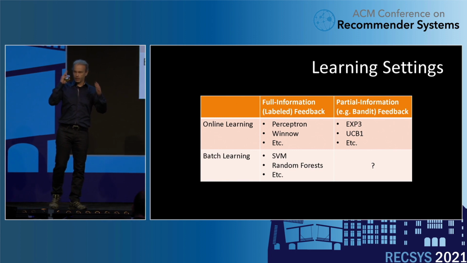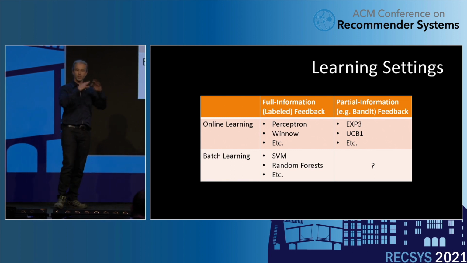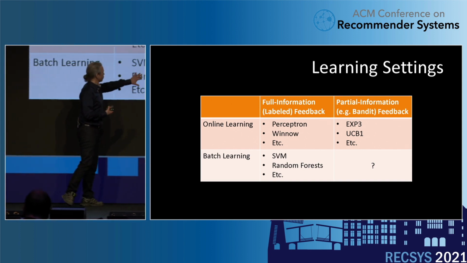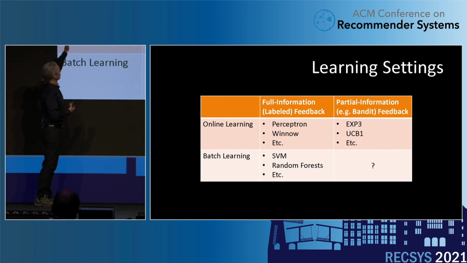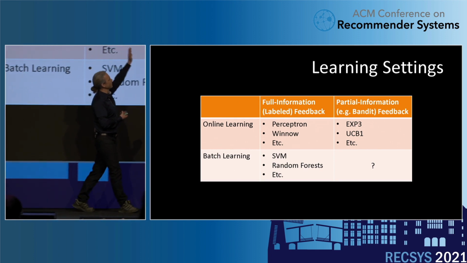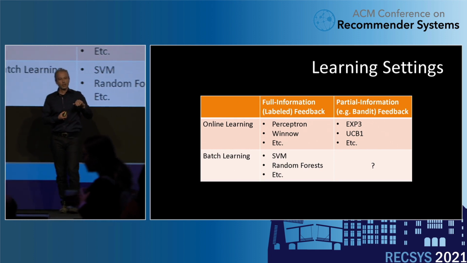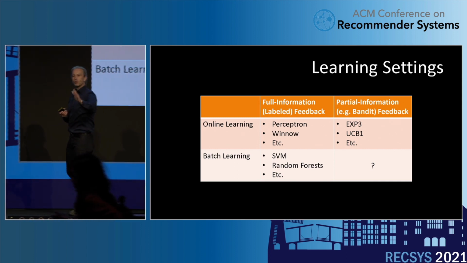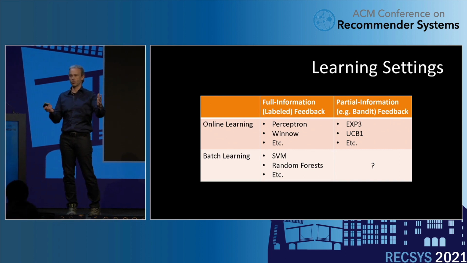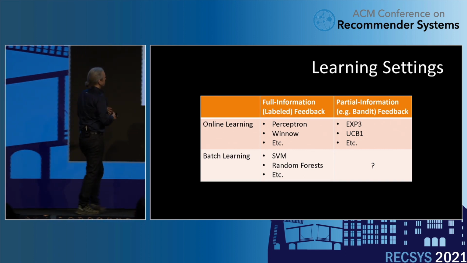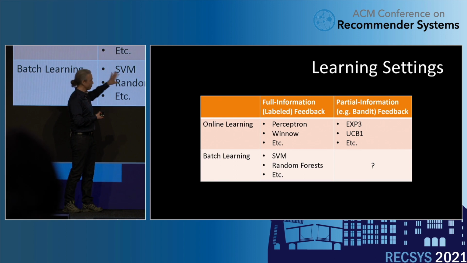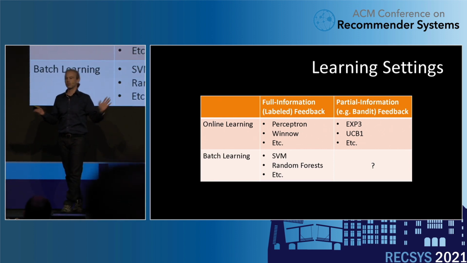So how does this kind of learning problem actually fit into our taxonomy of machine learning algorithms? We have two dimensions here. There's online learning and batch learning, so online and offline learning. And there's full information data and partial information data. Full information data means somebody tells you what the right label is for an example, or here, what's the best product to present to this customer. For full information data in the batch setting, there's a ton of algorithms: SVMs, random forests, deep networks, right? It's an extremely well-studied problem.